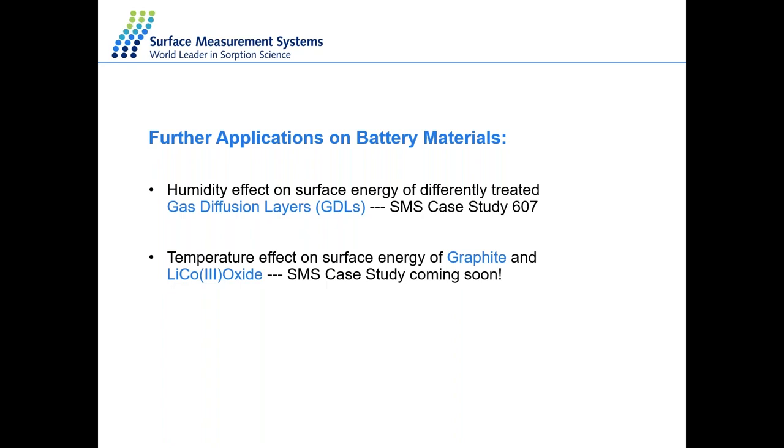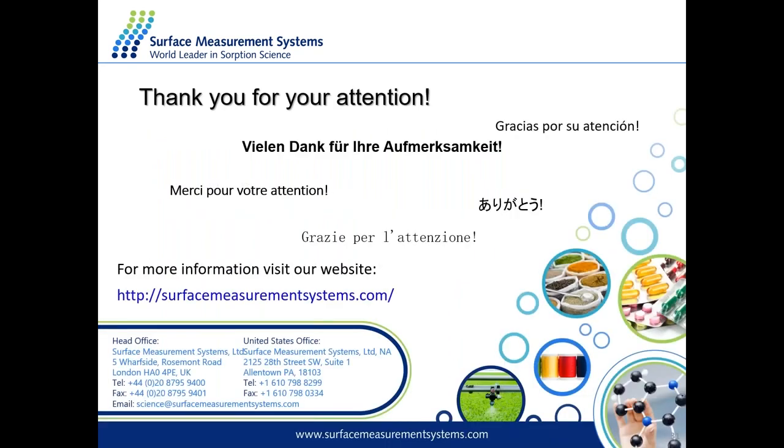And that's probably all for my presentation. So for a summary, DVS and IGC can be used for the characterization of fuel cell membranes with really good reproducibility, and to study the effect of temperature and relative humidity.